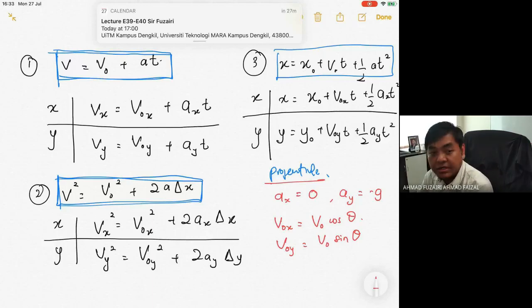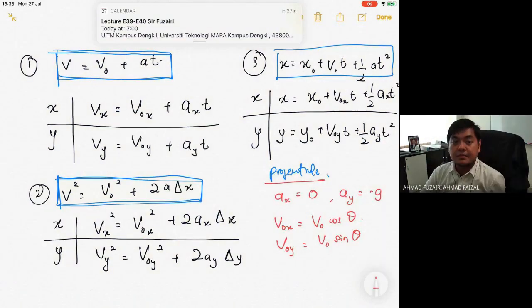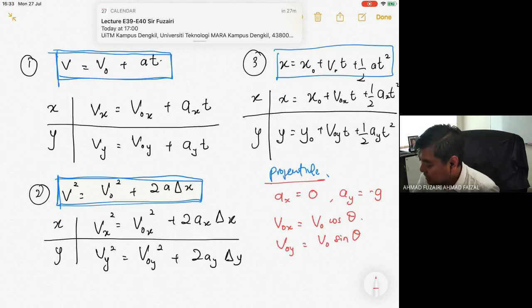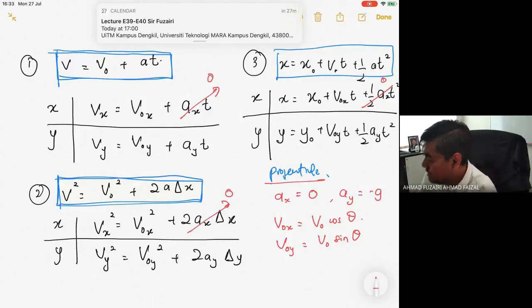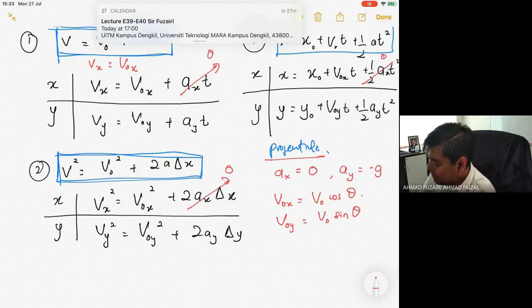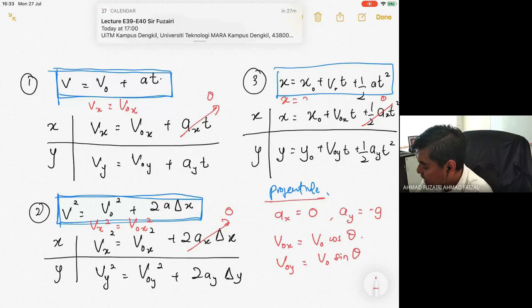So you can see here, for equation number one, Vx equals V naught x plus Ax t. You will cancel this because Ax is now zero. So this one becomes zero, this one also zero, and this one also zero. And you can write it down as Vx equals V naught x. For the second equation, Vx squared equals V naught x squared. And for the third equation, it becomes x equals x naught plus V naught x t.